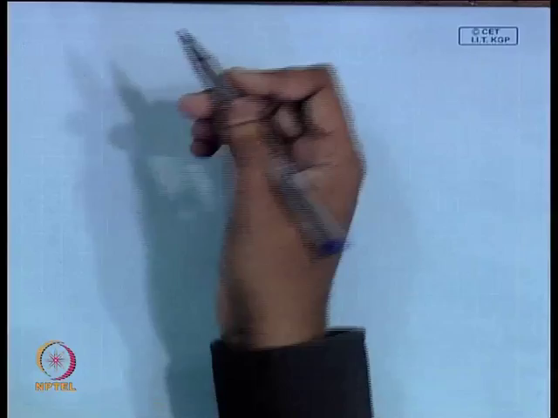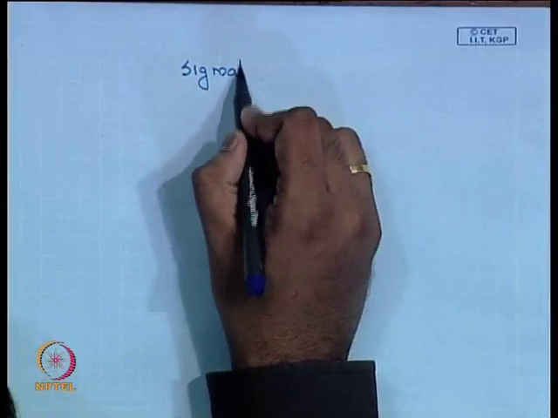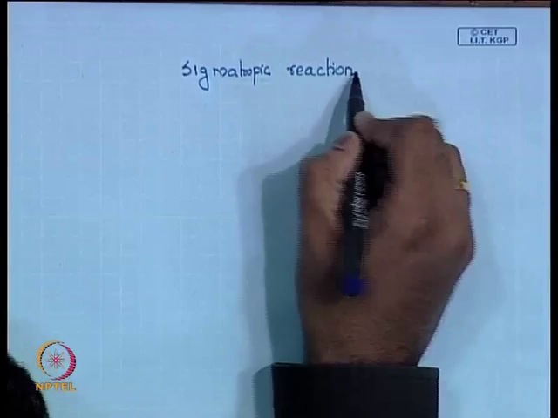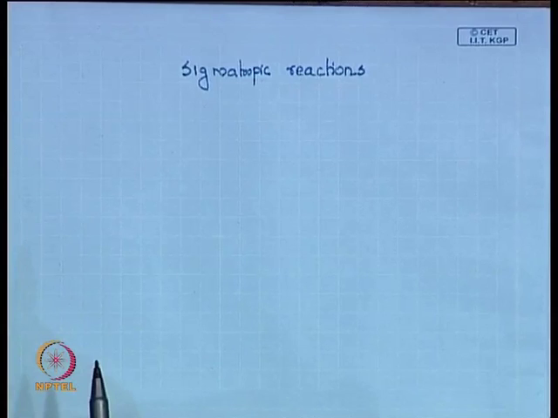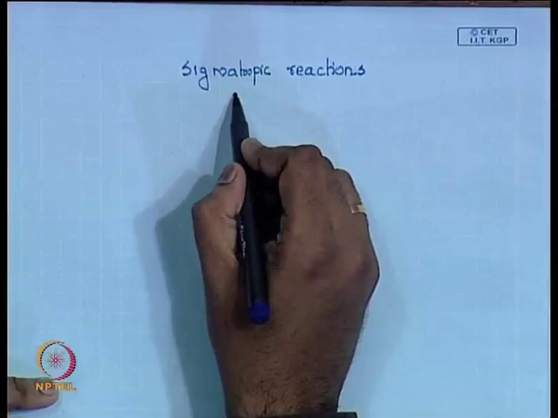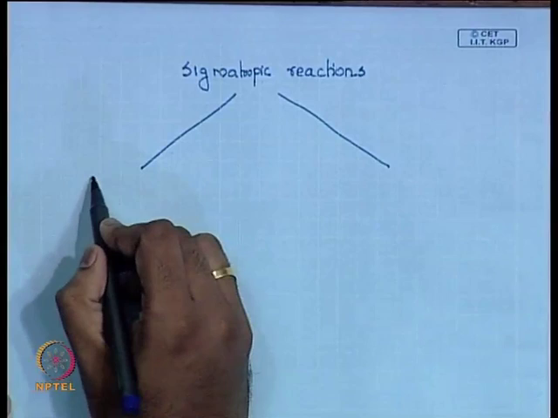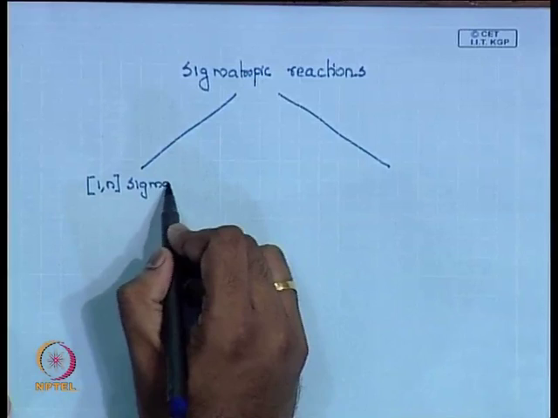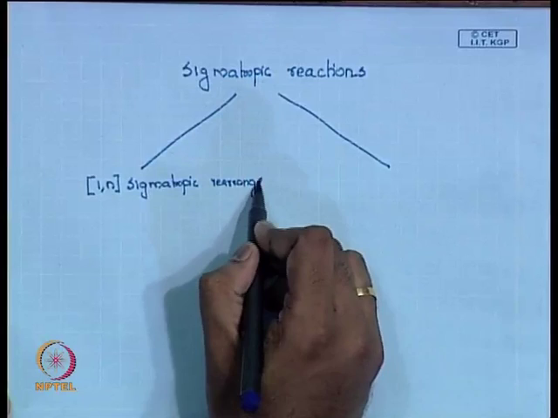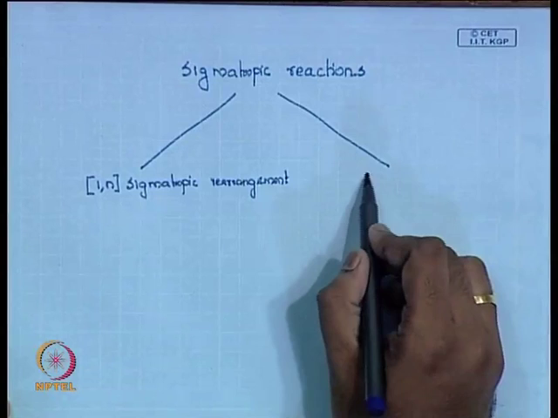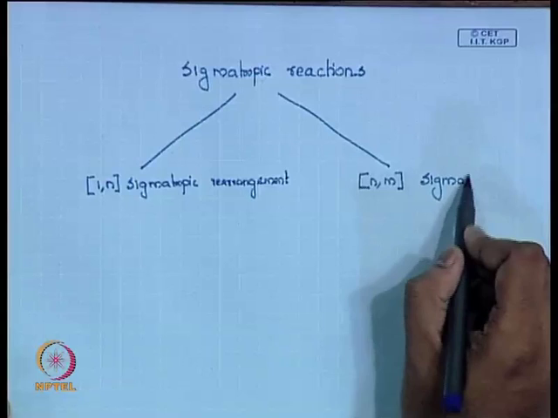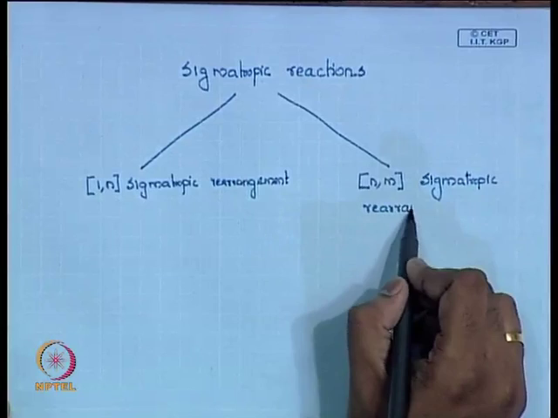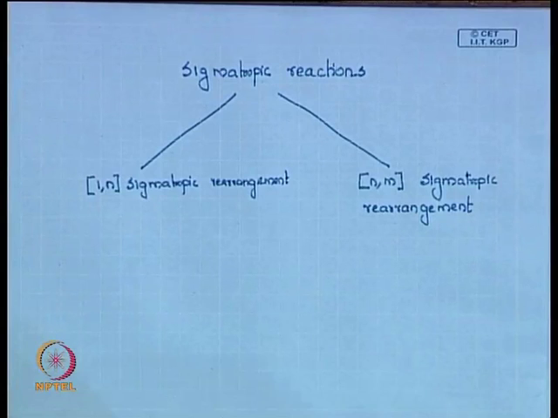So to start with reactions, we will start with sigmatropic reactions. Sigmatropic reactions are broadly classified into two groups. One, you call them 1,n sigmatropic rearrangement, another you can call n,m sigmatropic rearrangement. That's how you can broadly classify them. So what is basically 1,n we are talking about?